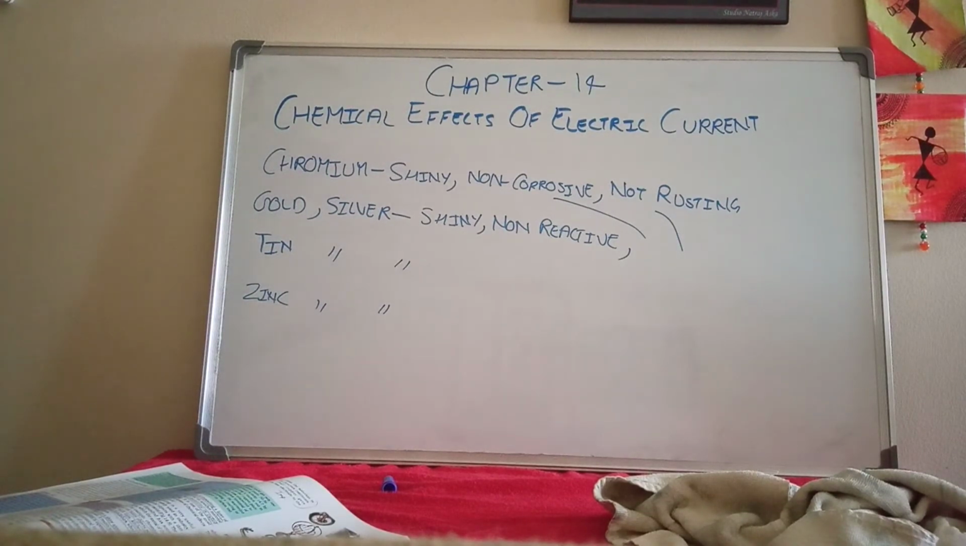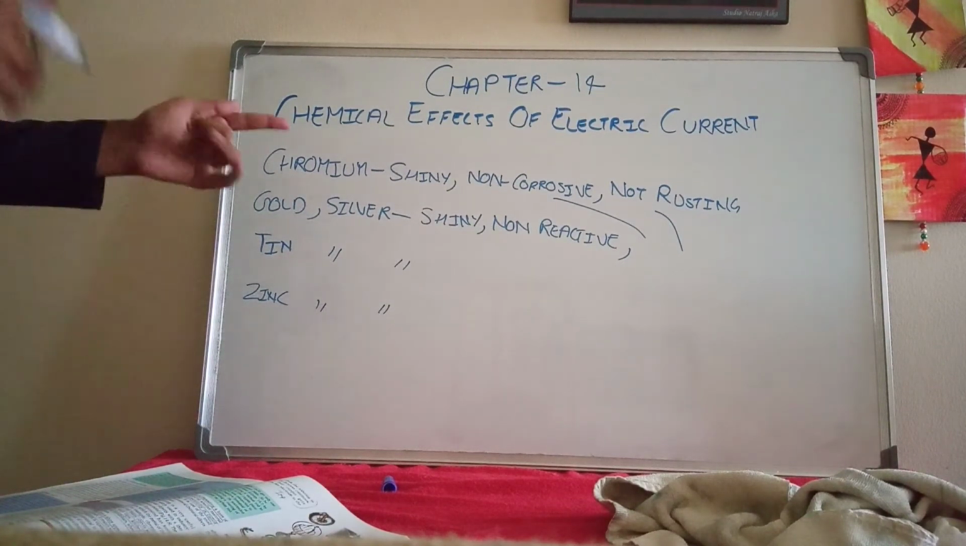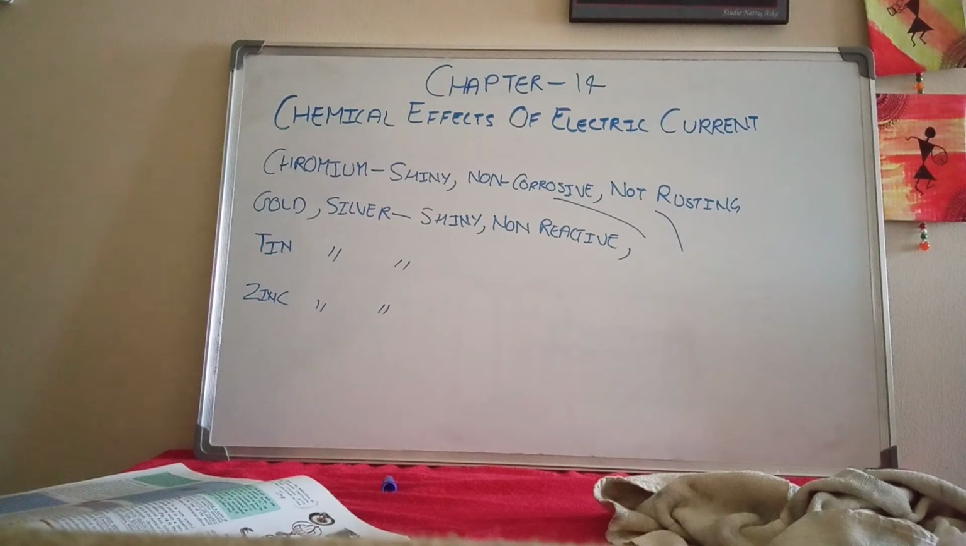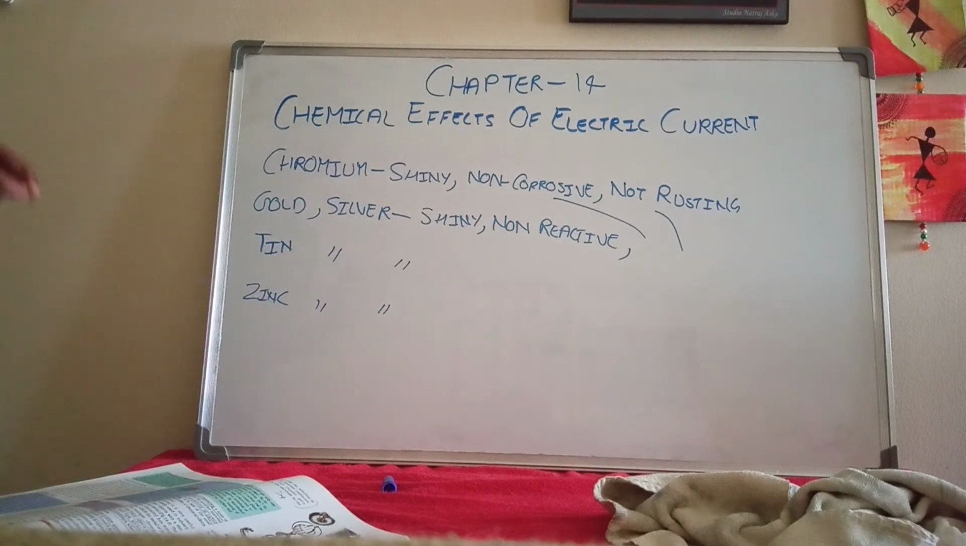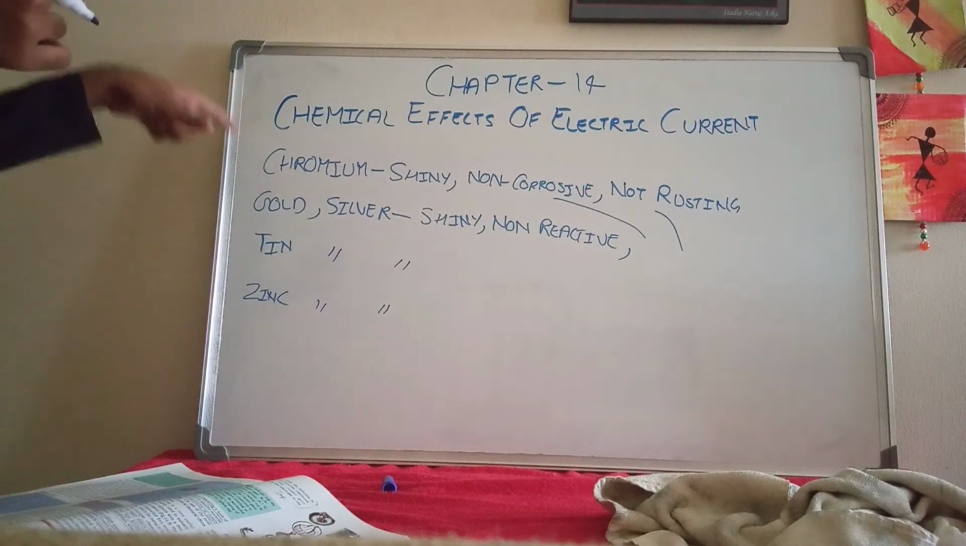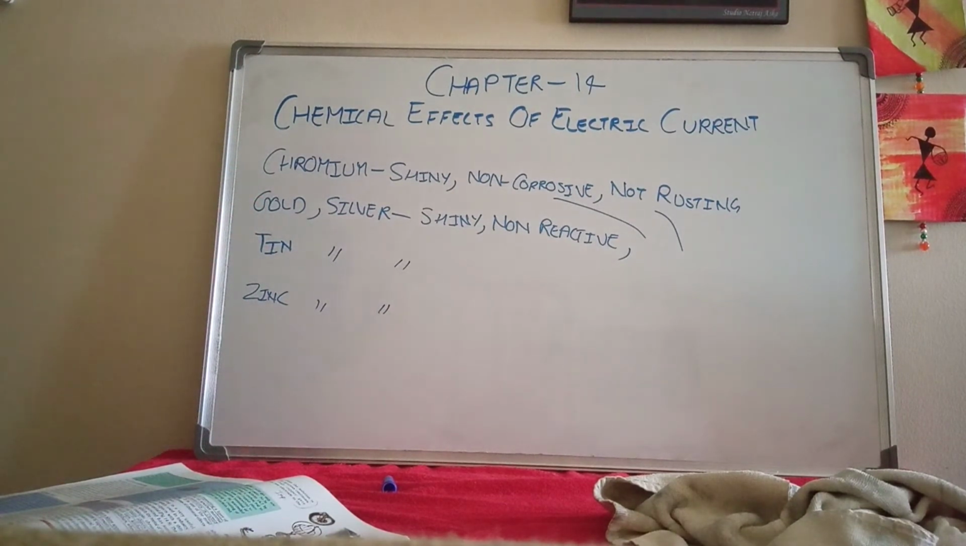But chromium is very expensive. Sorry, chromium is so expensive that we can't make things fully from chromium. That's it. We make materials from iron and coat them with chromium so that they look like chromium.